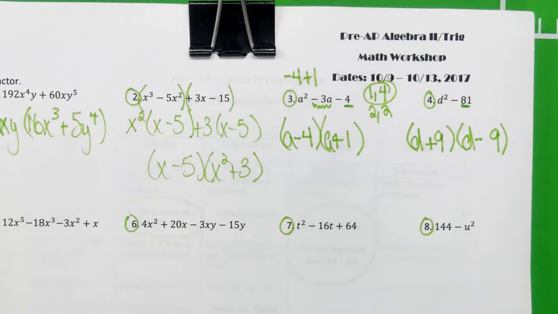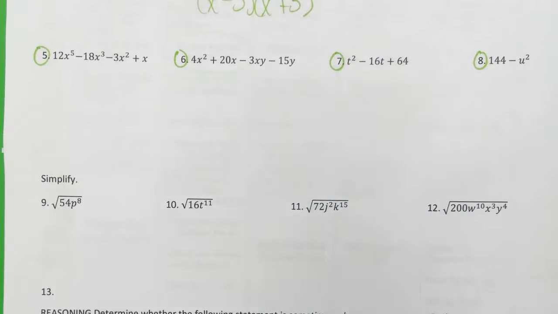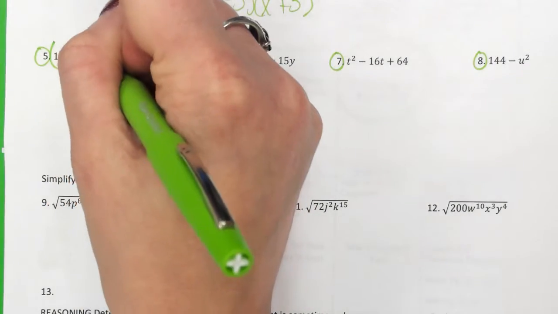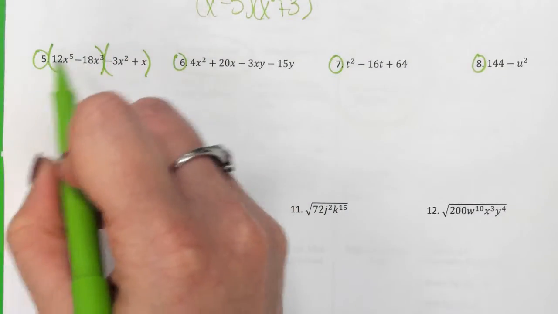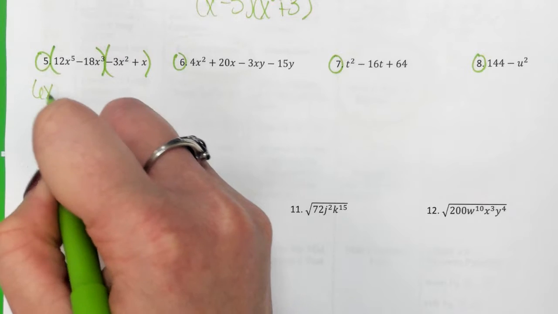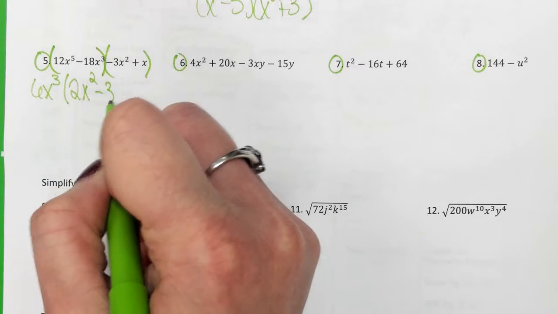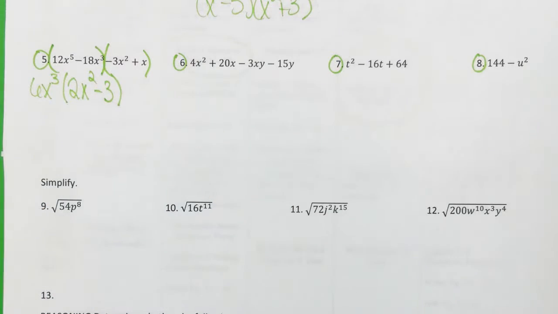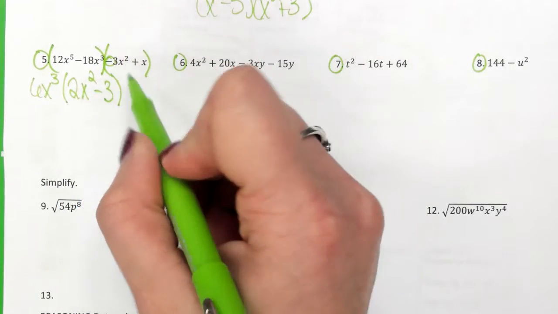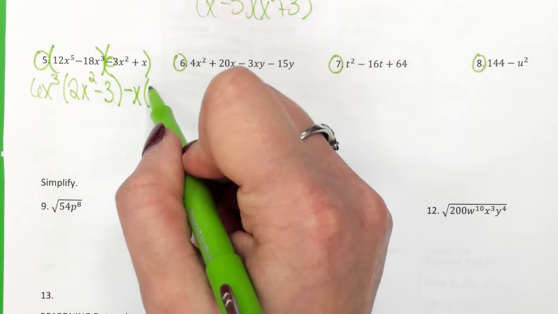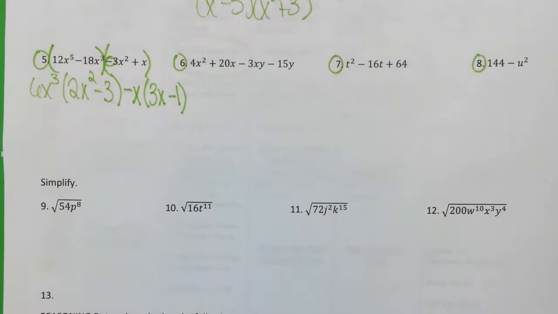Number 5 is a little bit different. How many terms does it have? 4. So we do what? Group them. So let's see, what would that be? That'd be 6x to the 3rd. Y'all okay so far? Alright, and then we're going to take out a negative x. That'll leave me with 3x minus 1.